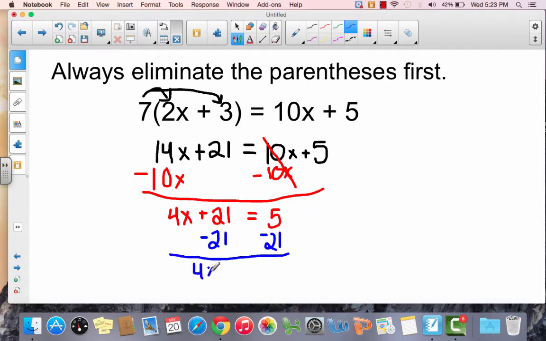We're very, very close to being finished. I have one more term to get rid of so that x is by itself, and that's the 4. The 4 and the x are being multiplied, so I divide by 4. Come to the right side, divide by 4 again. And we get a final answer of x equals negative 4.